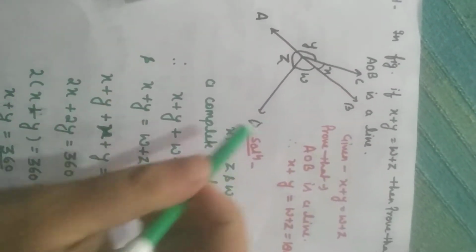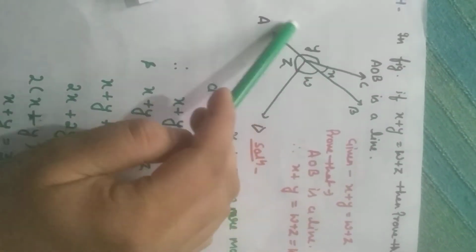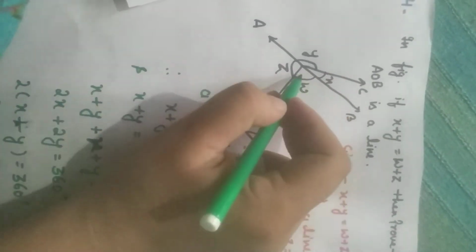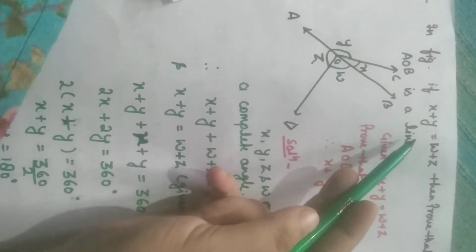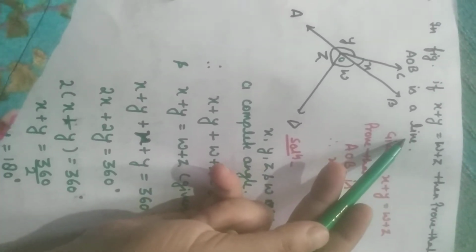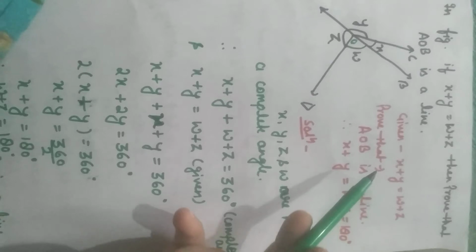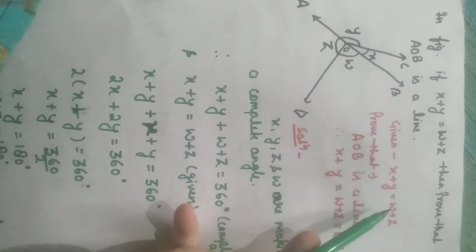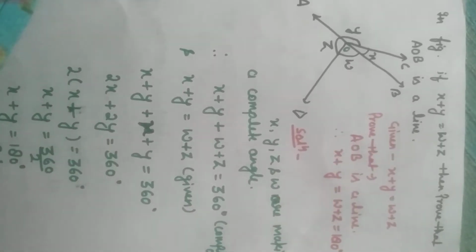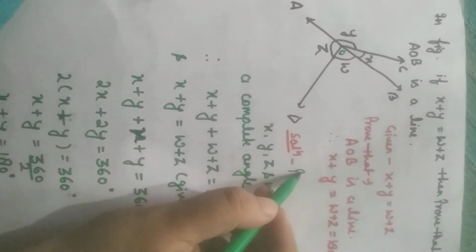They are saying that in the figure, one line is given, that is AOB. I have not mentioned O here, so I am writing O here. In the figure there are four angles: x, y, z, w. If x plus y is equal to w plus z, then prove that AOB is a line. Again we will follow the same procedure. Given x plus y is equal to w plus z, as mentioned in the question. We have to prove that AOB is a line.